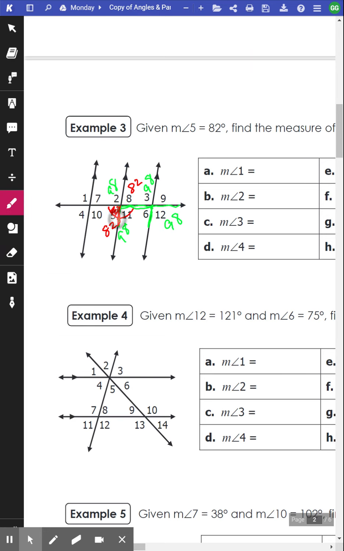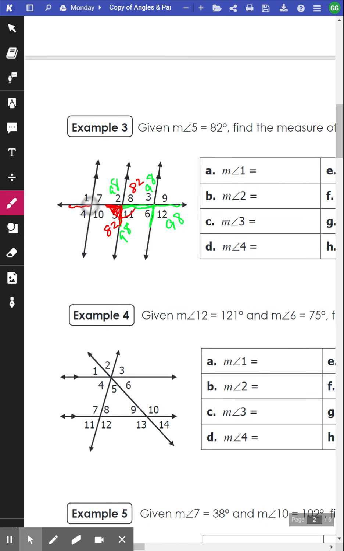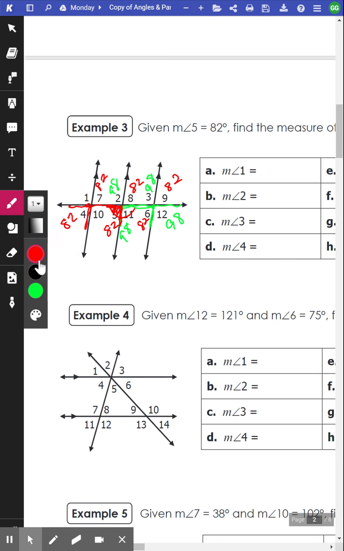If this angle right here is 82 and this one right here is 82, well, those are corresponding. So guess what? This one's 82. That means angle 7 has to be 82. I'm going to tell you that this is 82 and this is 82. This has to be 98. This has to be 98. And we have all our angles.